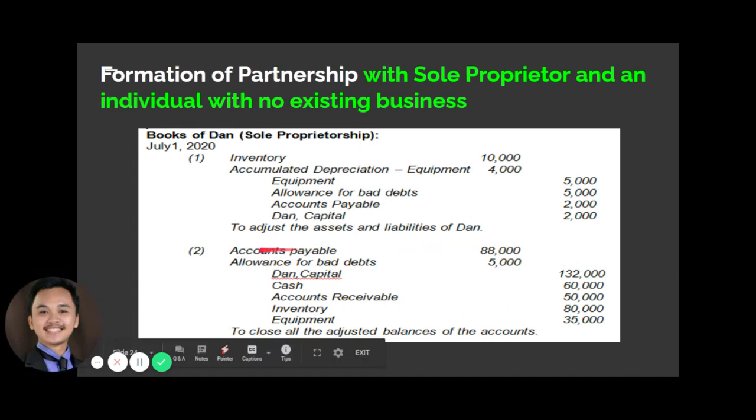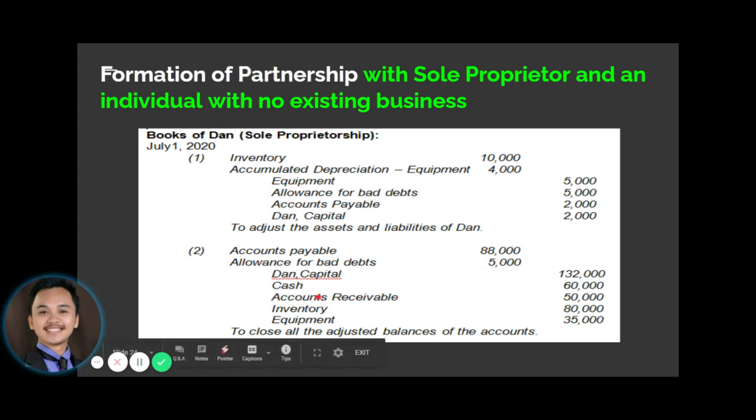So how do we close? We pay the debts and then close his doubtful accounts. So the total debt is 88,000, which comes from 86,000 plus the 2,000 earlier. And then we close the allowance for doubtful accounts of 5,000, since we recognized 5,000. So we debit allowance for doubtful accounts.